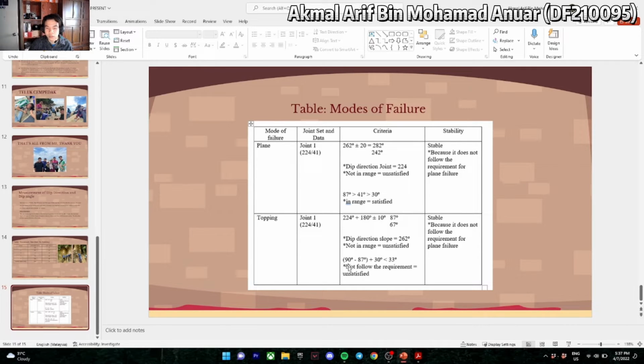So for the formula, 90 minus 87 degree for the dip angle and plus 30 degree, you will get the value of 33 degree, and it does not follow the requirement, so it will be unsatisfied. But the stability is stable because it does not follow the requirement for toppling failure. So that's all from me for the measurement of dip direction and dip angle.